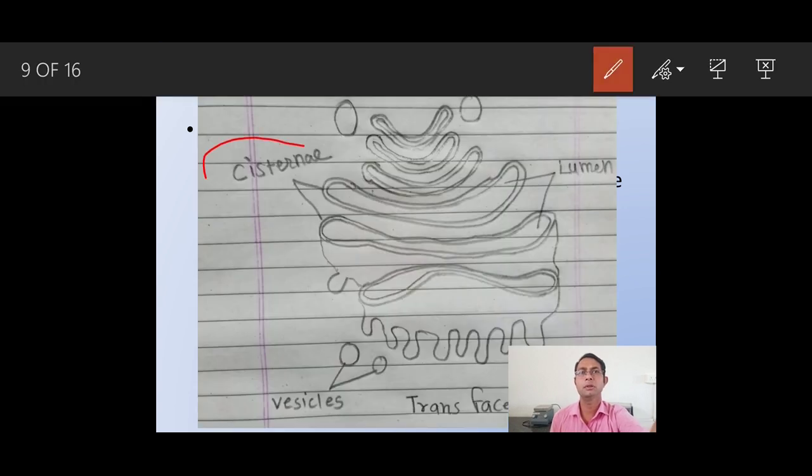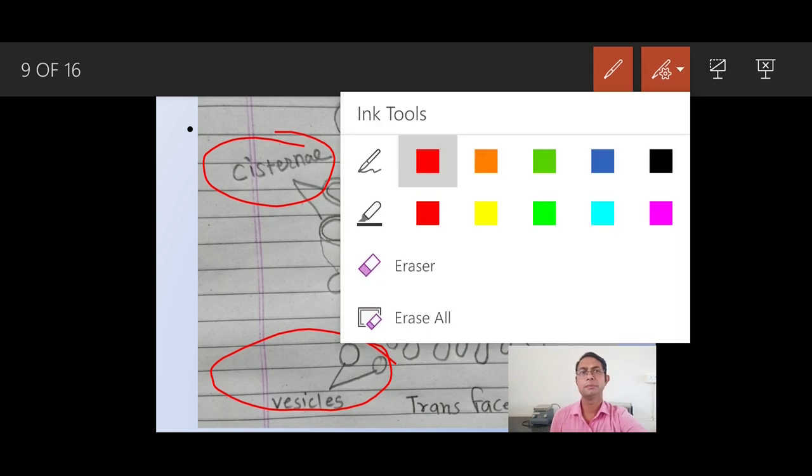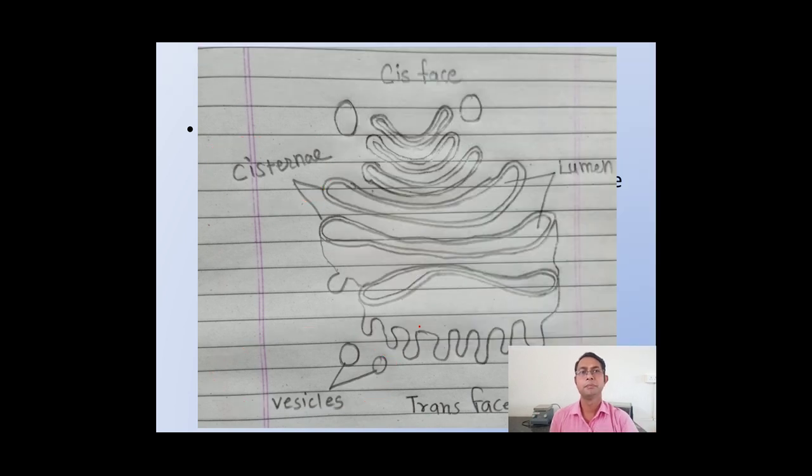So here you can get the cisternae and here you will get the vesicles, and in between these you can see this is nothing but the lumen part, internal part. So again we can say that there are three different parts: cisternae, vesicles, lumen, which are present in the Golgi apparatus. So this is nothing but the structure of the Golgi apparatus.